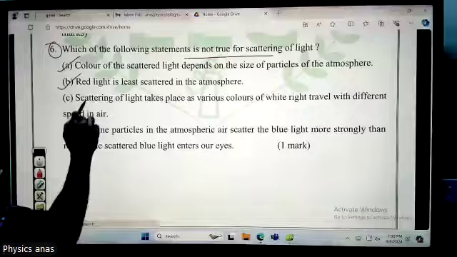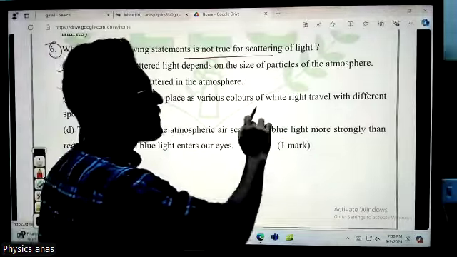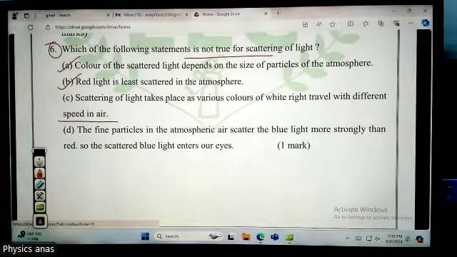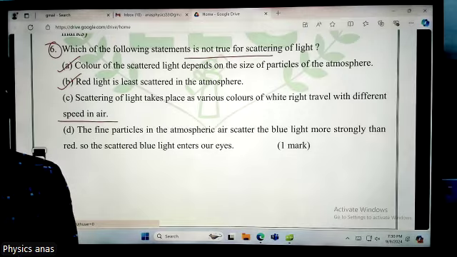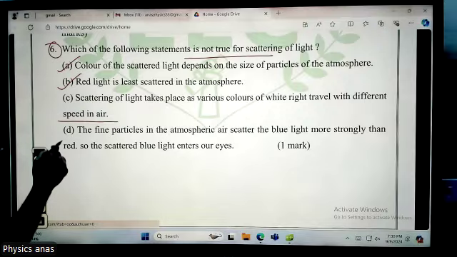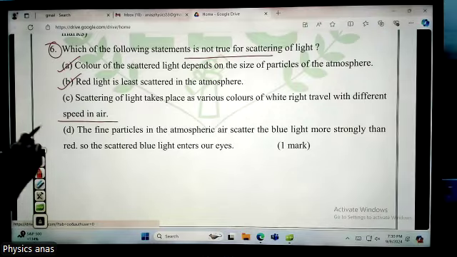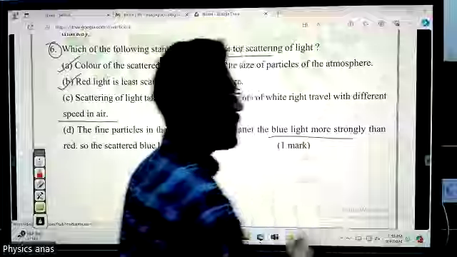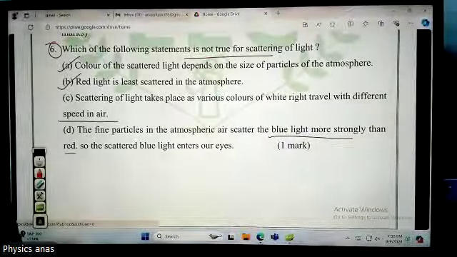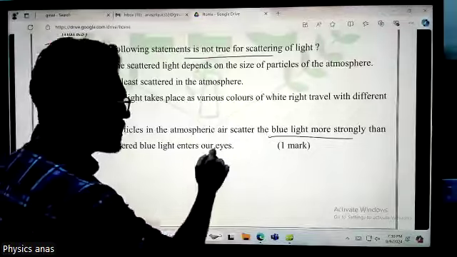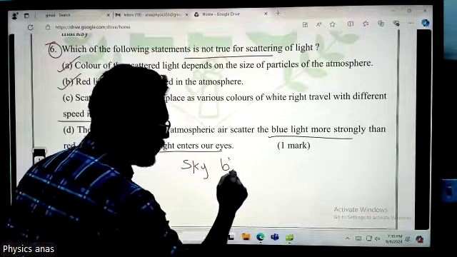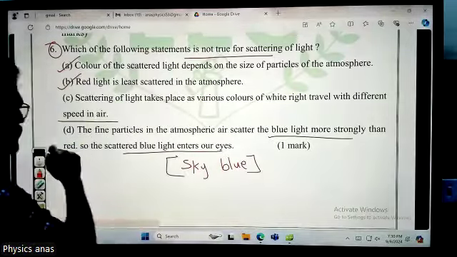Okay, then see, scattering of light takes place as various colors of white light travel with different speed in air. Is it true or false? Let that point stay there. Look at point T. The first part, the fine particles in the atmospheric air scatter blue light more strongly than red. True. So the scattered blue light enters our sky. That's why we are seeing sky as blue. So this is also true.